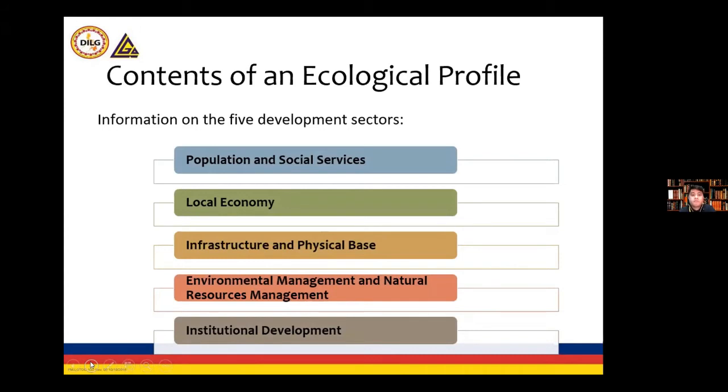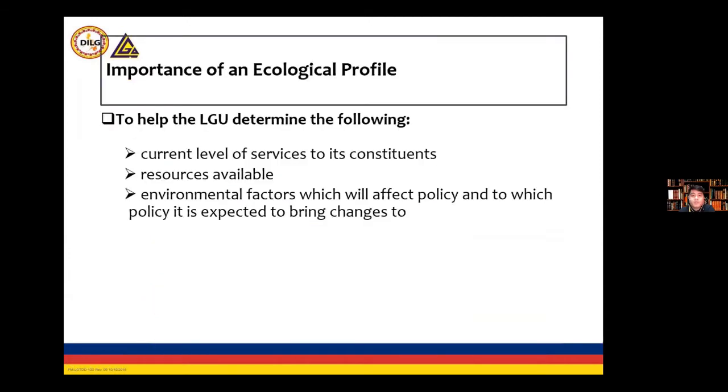We have population and social services. So, this is the social sector. The local economy, the state of the local economy. The condition of the built environment, which is the infrastructure and physical base. The environmental sector and the institutional development sector. So, dapat ganyan ka-komprehensibo yung ating ecological profile because in the first place, that is the basis of our situational analysis. So, if you do not have available data, it is very difficult to formulate problems and analyze the current situation.